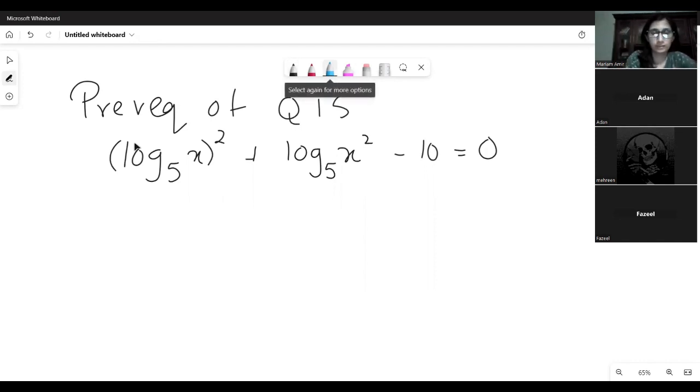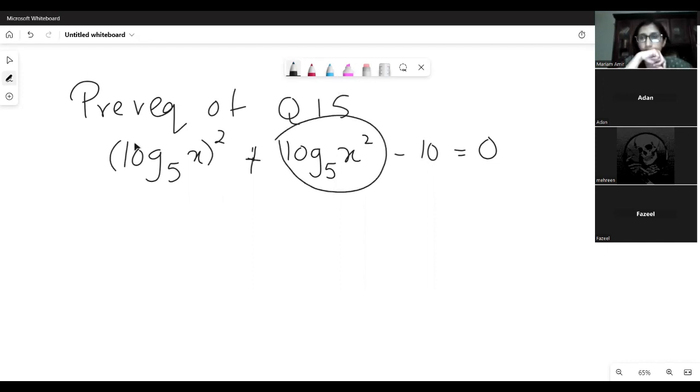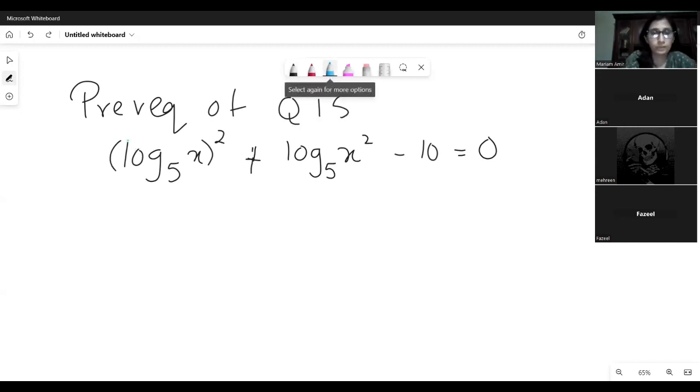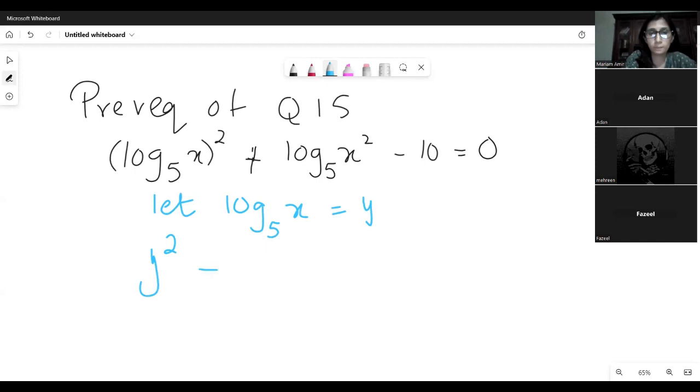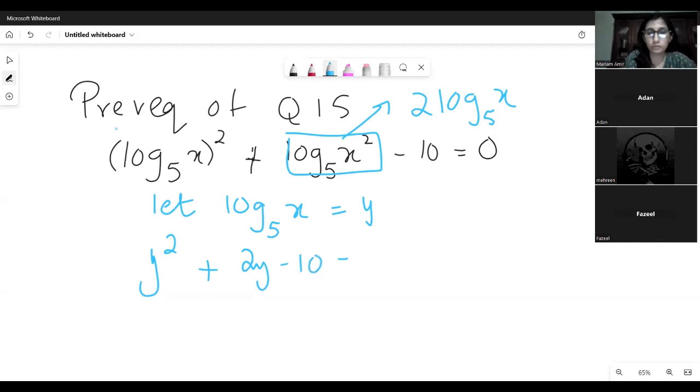Miss, log 5 x whole square will become the bracket squared. And what will the second one become? Log 5 x square. It's 2 log 5 x. Yes, this would be 2 log 5 x. Okay, we can say let log 5 x equal y. So then we have y square, plus the 2 can come down, and we have 2 times log 5 x. So that is 2y, minus 10 is equal to 0.